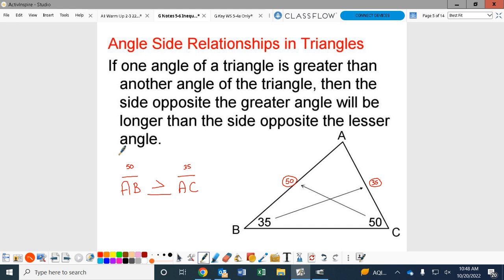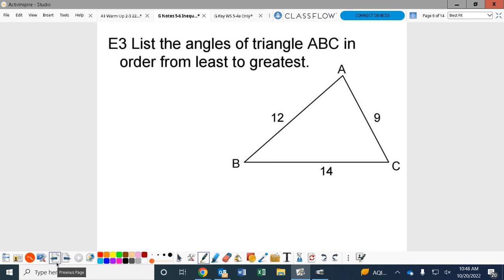Okay, guys, so we're going to use this to put angles in order, and triangle segments in order. Sorry, the S's were messing me up there. So here we go. We're going to start by putting angles in order.